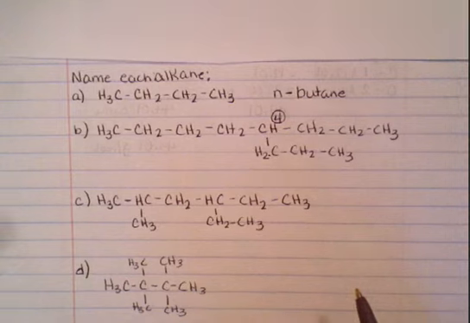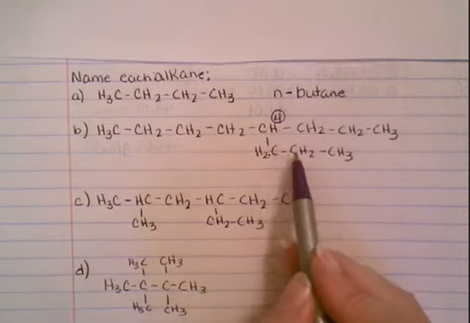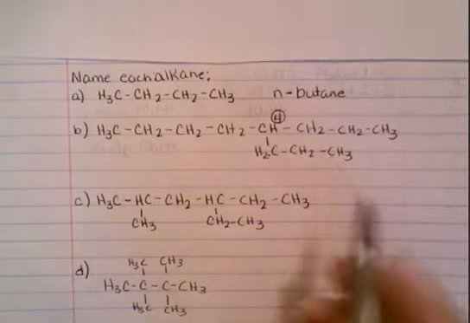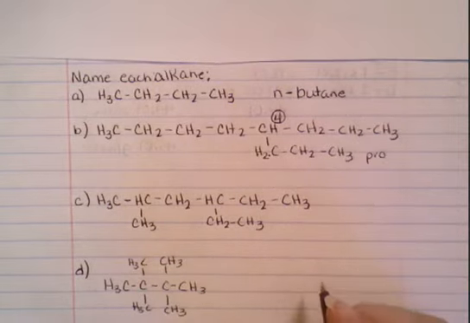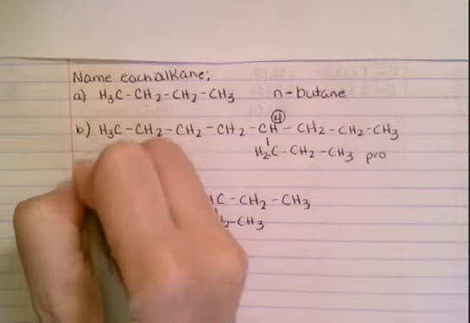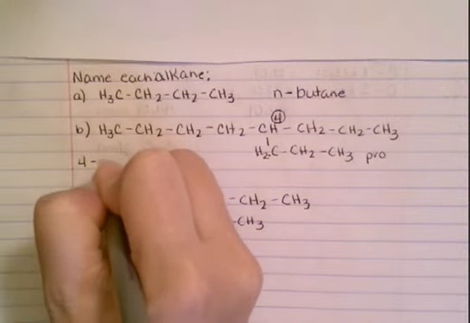So now the question is, what is that chain? Well, how many carbons do we have? 1, 2, 3. And 3 is prop. So there's 8 of them in the main chain, so this is going to be 4-propyloctane.